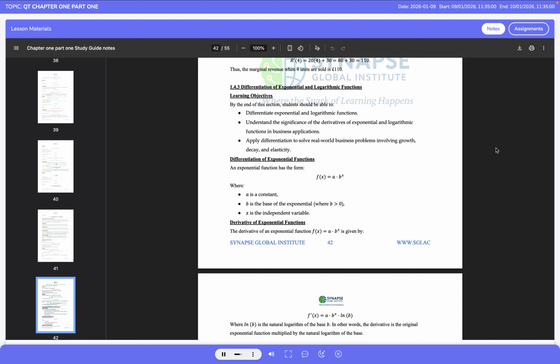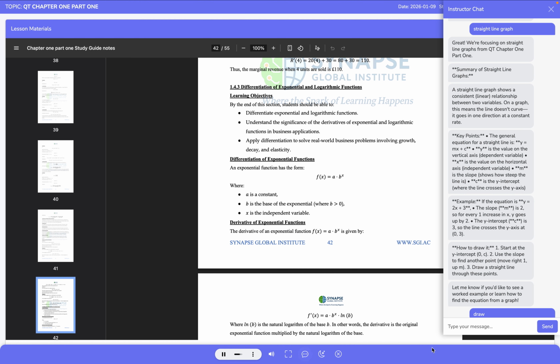We continue our work on differentiation by focusing specifically on exponential and logarithmic functions. Please remain engaged throughout, and remember that you are encouraged to use the chat section at any time if you would like clarification, because these functions are central to modeling growth, decay, and responsiveness in business and economics.